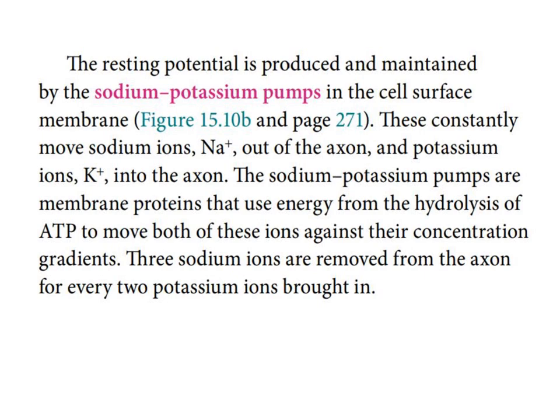So for every 3 sodium ions that are removed from the axon, 2 potassium ions are brought in. So for every 3 sodium which moves from the cytoplasm of the axon to the outside, so for every 3 sodium ions which the cell loses to the outside, 2 potassium ions come in.